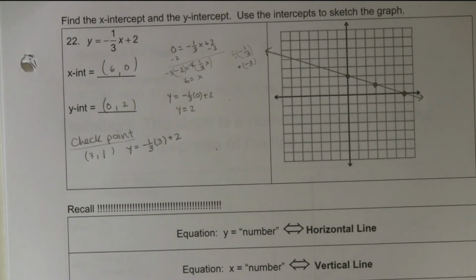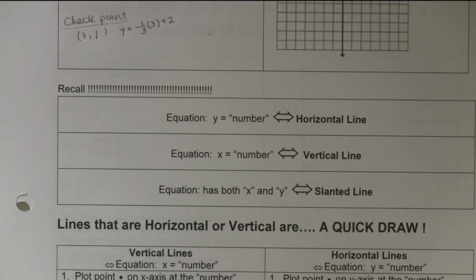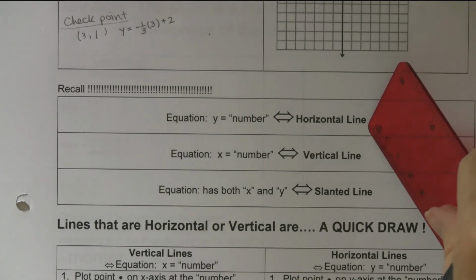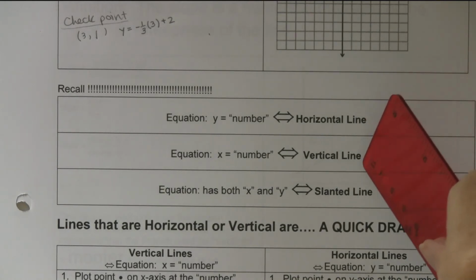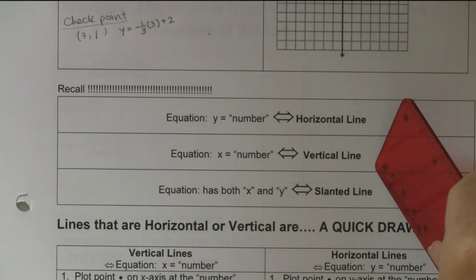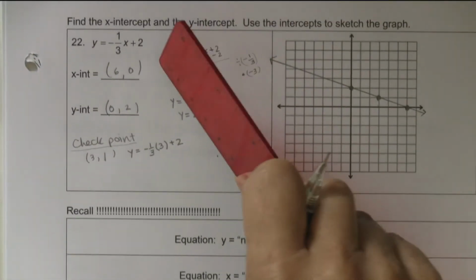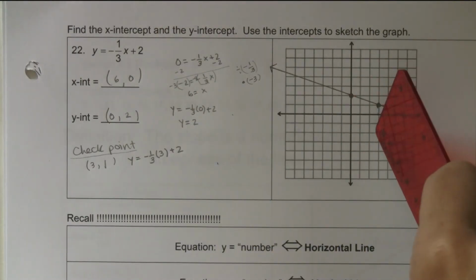And then they have us recall, this was just from the last section, that when it's y equals a number, you get a horizontal line. When x equals a number, you get a vertical line. When it has both x and y, you get a slanted line. And this one had x and y in it, and we got a slanted line.